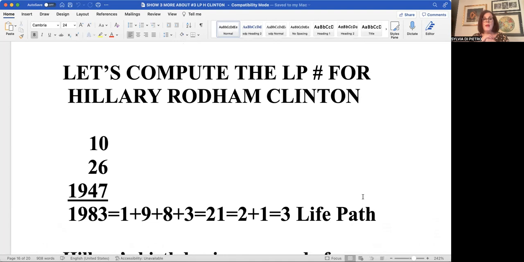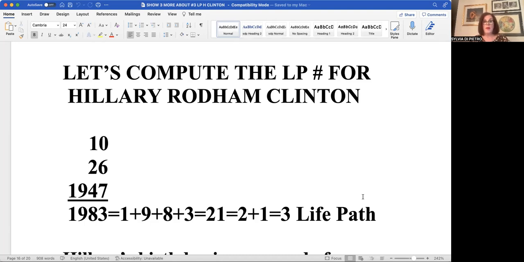Now, when you change your name because you're married and you decide that you're going to hyphenate your name, or you're going to drop your maiden name and you're going to use your spouse's name, it's going to take about 5 years before that vibration works its way in. So don't think you're going to take your spouse's name immediately and that it's going to bring you all the vibrations that you lack in your name. We're going to get to that later. But let's look at Hillary Clinton's birthday.